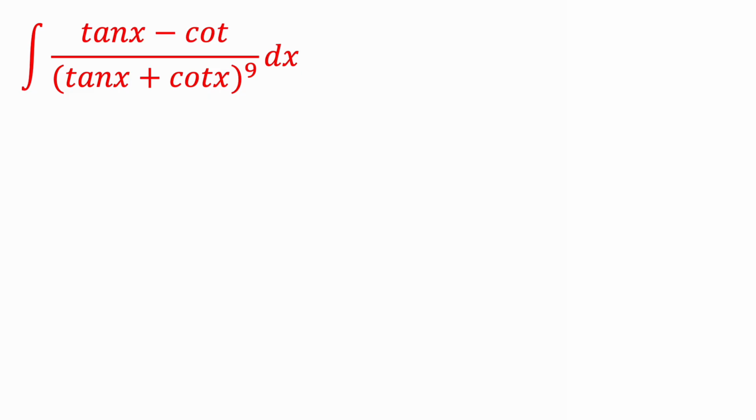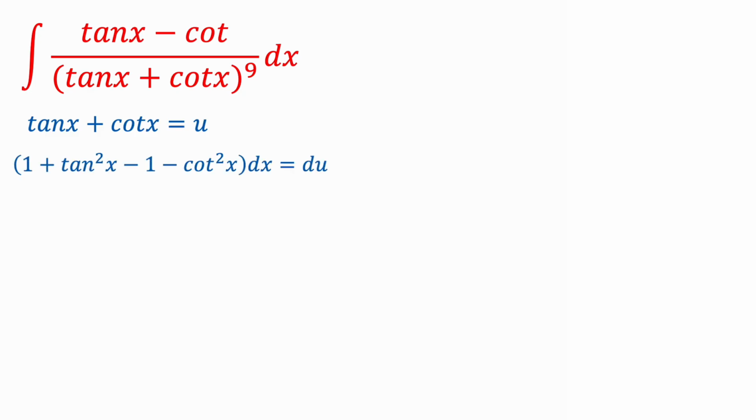I suggest we let u be the base term, tangent x plus cotangent x. Now if you take that as u, what will its derivative be? The derivative of tangent is 1 plus tangent squared x. The derivative of cotangent is minus 1 minus cotangent squared x. Notice what happens. The positive 1 and the negative 1 cancel out. So what is the differential? It simplifies to tangent squared x minus cotangent squared x.